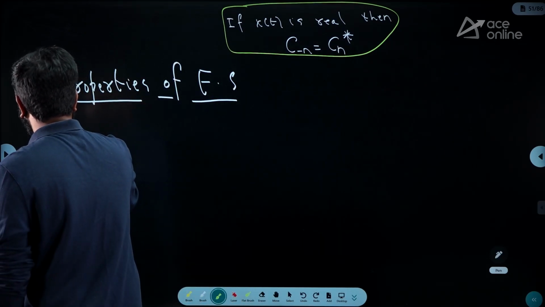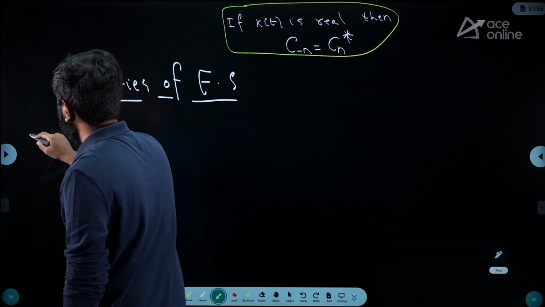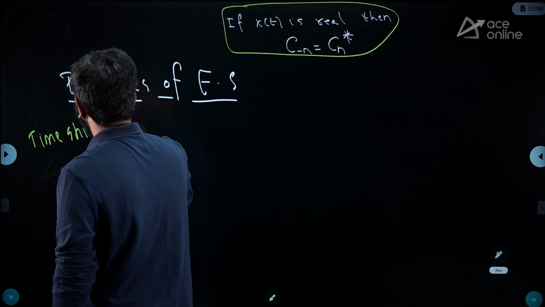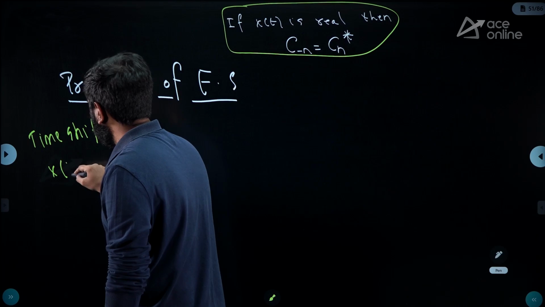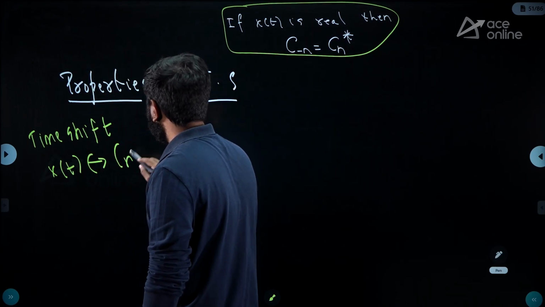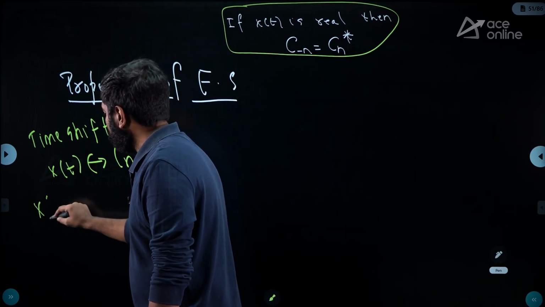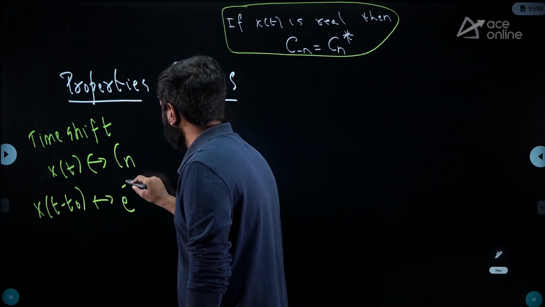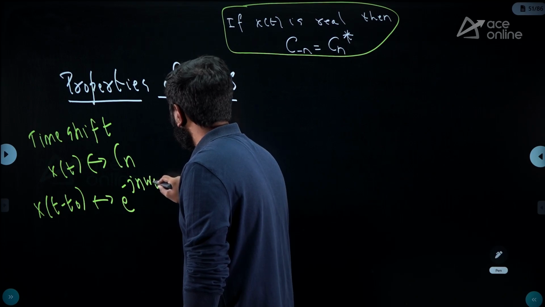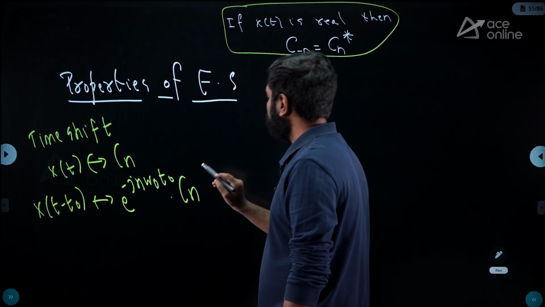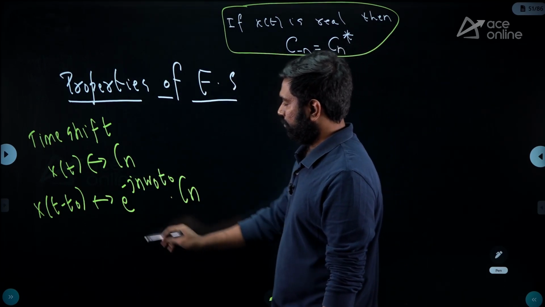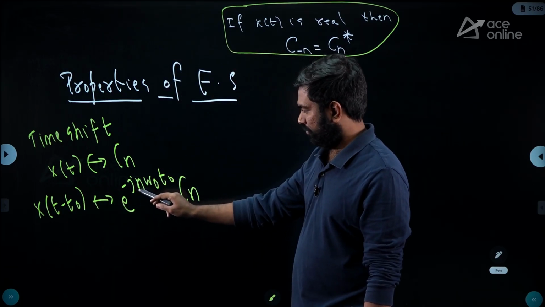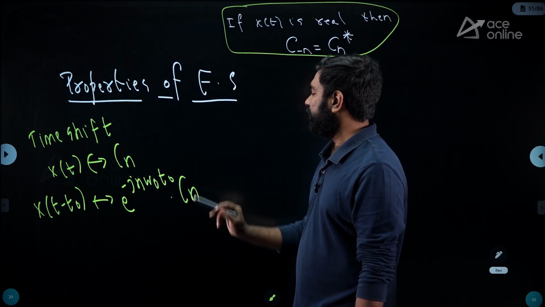Very important section. So the first one is the time shift property. What does this time shift property say? If x of t is a periodic signal whose Fourier series coefficient is Cn, then the Fourier series coefficient of x of t minus t naught is e power minus j n omega naught t naught into Cn. This is called the time shift property. X of t minus t naught Fourier series coefficient is e power minus j n omega naught t naught into Cn.